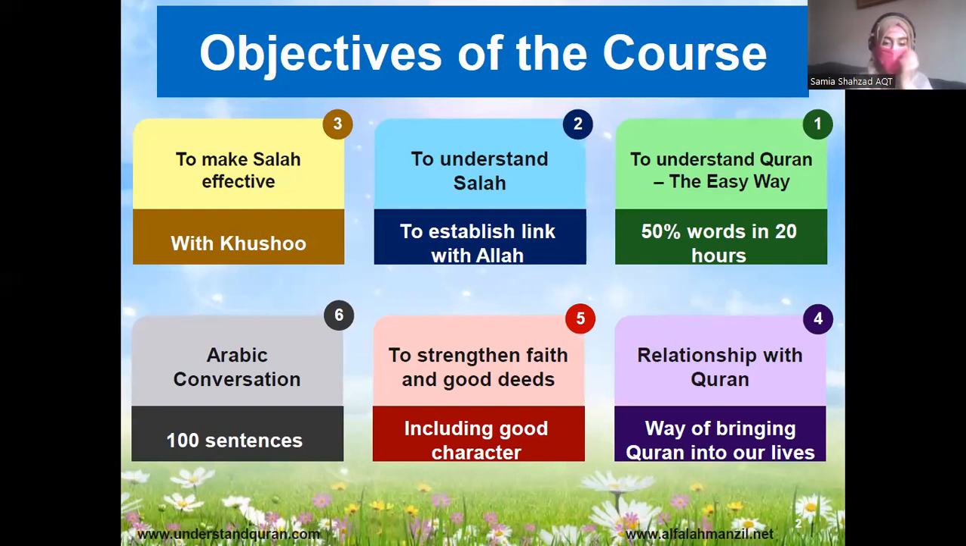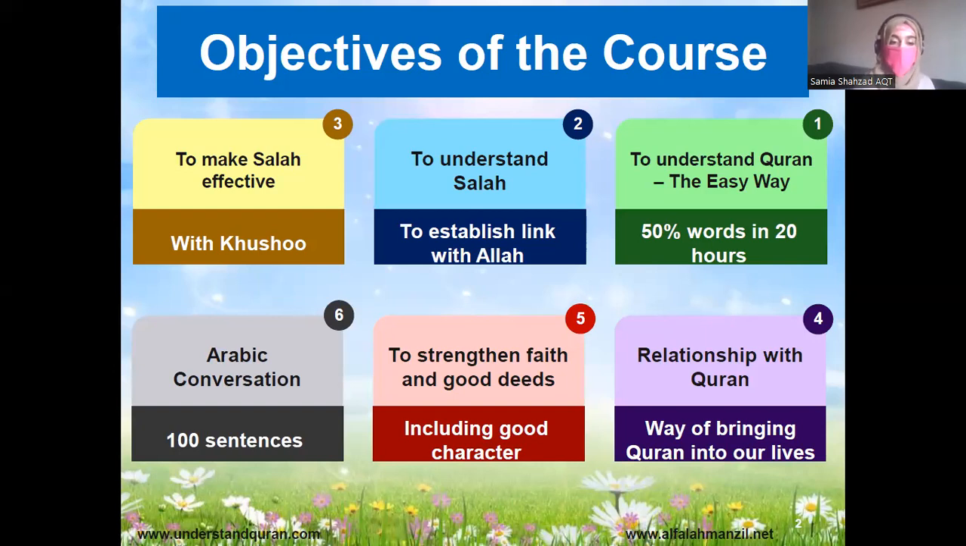Okay, now the fourth objective is relationship with Allah, relationship with Quran. Definitely if we want to build a relationship with Allah subhanahu wa ta'ala, we have to understand his message, right? And the relationship will be, inshallah, strong. Fifth objective is to strengthen faith and good deeds. If we do not understand what is written in Quran, then how can we follow, how can we implement? So after understanding, inshallah, we will follow all the commandments mentioned in Quran.